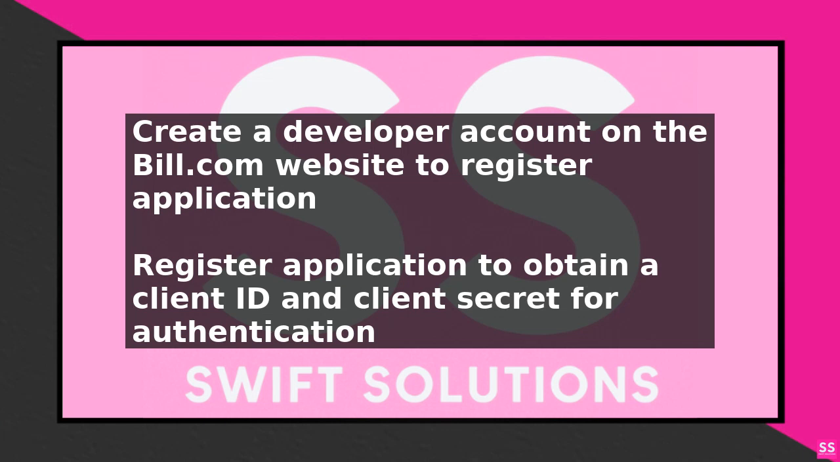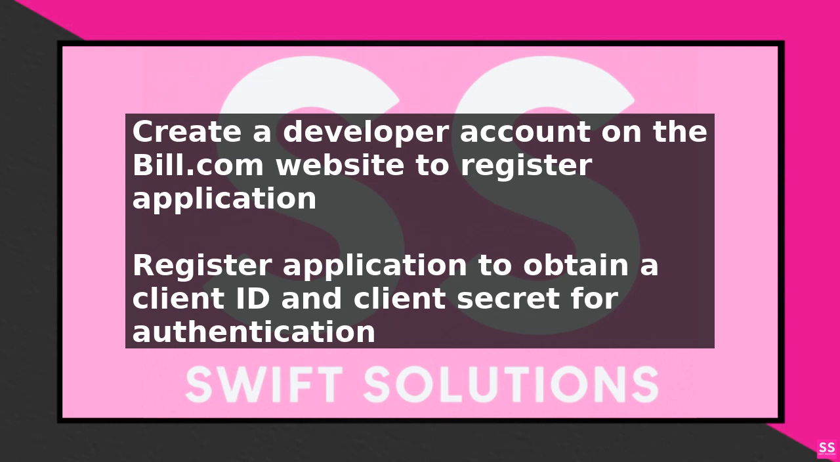First, you need to create a developer account on the Bill.com website and register your application to obtain a client ID and client secret. These credentials are unique to your application and are used to authenticate API requests.